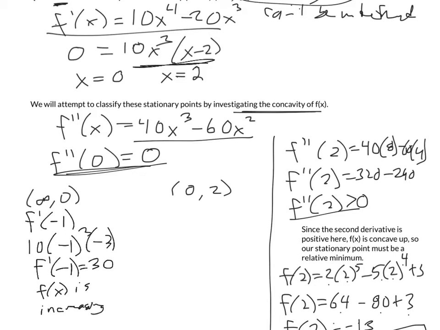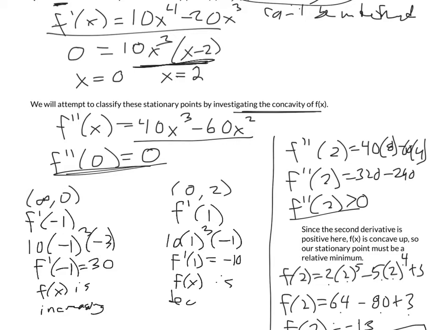Okay? And then over here between 0 and 2, I need to pick a representative here. I'm going to do f prime of 1. And so when I plug 1 in up here, I'm going to get 10 times 1 cubed times -1. That's f prime of 1 being, let's see here. So this time this is negative 10, and that means that here f of x is decreasing.